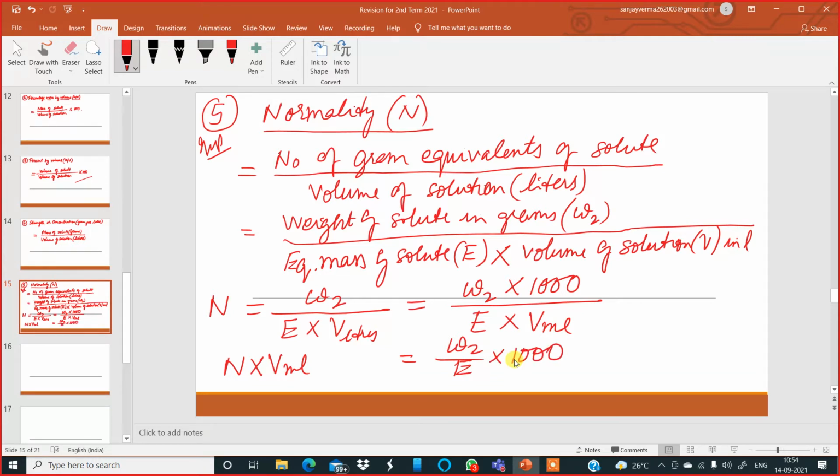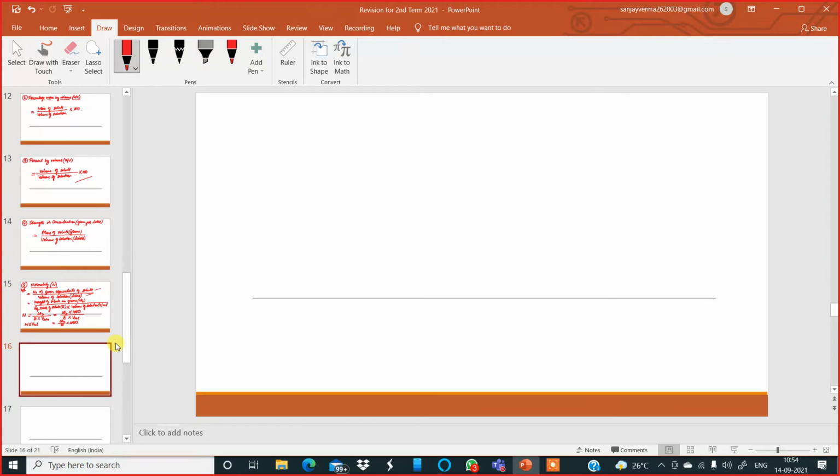To define normality, normality is defined as the number of gram equivalents of solute to the volume of the solution in liters. That is the definition. The first formula becomes the definition. Now try to remember these relations, equations, to apply them wherever necessary.